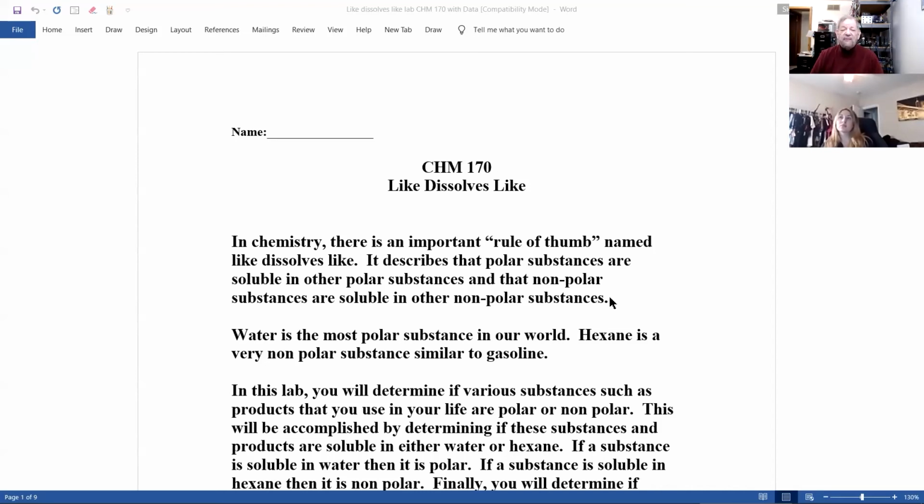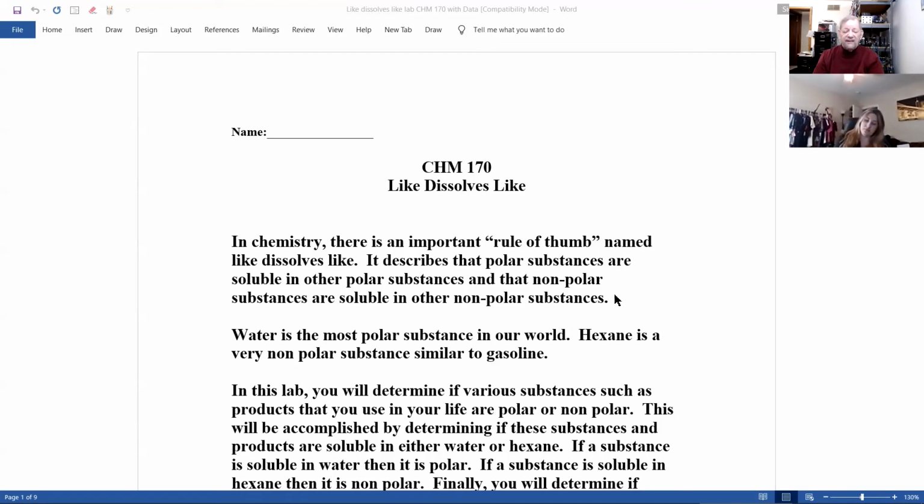And a rule of thumb is something that's most of the time, like 95%, true. There are exceptions. Now, a law in chemistry or science in general is always true. Like dissolves like is a rule of thumb, but it's mostly true. It describes that polar substances are soluble in other polar substances and that nonpolar substances are soluble in other nonpolar substances. If you mix them together, polar and nonpolar, they're not soluble. You get a heterogeneous, two different layer mixture.